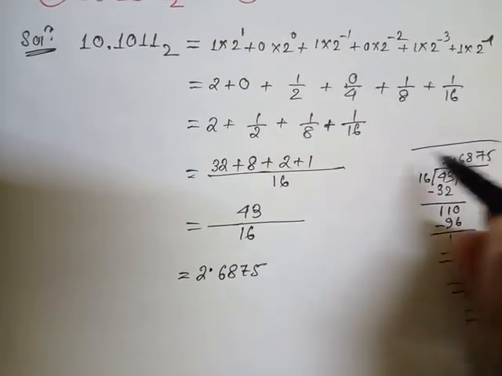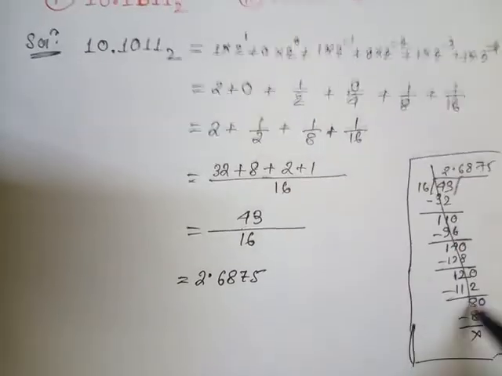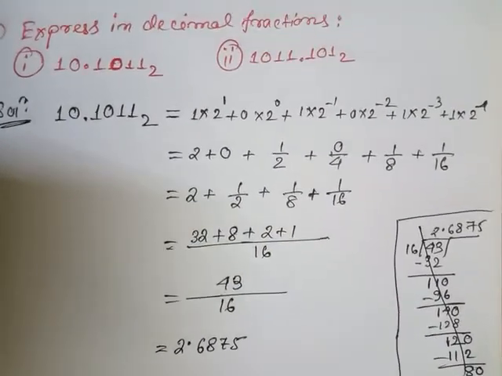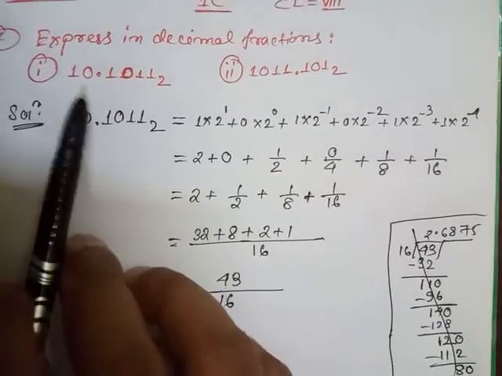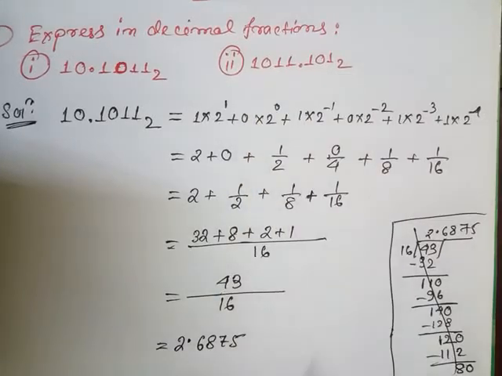This is the rough portion only. I'm just trying to show you the decimal part, that's why only the rough portion here. Like this you have to convert the binary expression into decimal. So Roman 2, similar way you will solve this one.